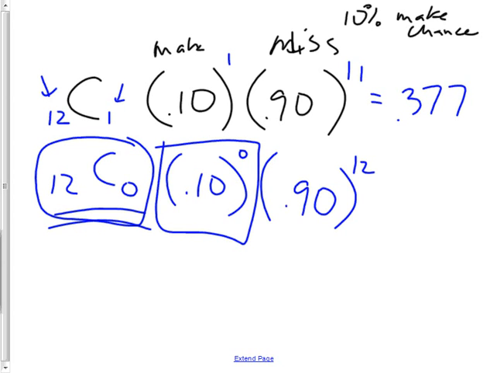There's a pretty high chance of that. Not super high, but it's one of our top options. 0.28. Anybody verify 0.28? Thank you. All right, so there's a 28% chance you're not going to make any of them. There's a 37.7% chance you're going to make one of them. Let's do our one last one. I'm going to move these down so that I keep them in a logical order.